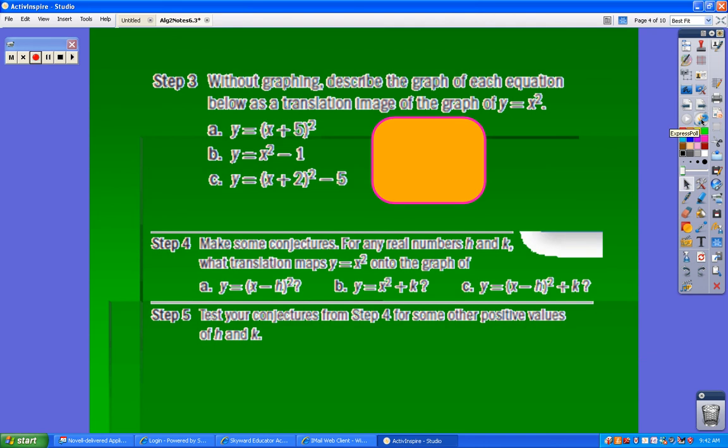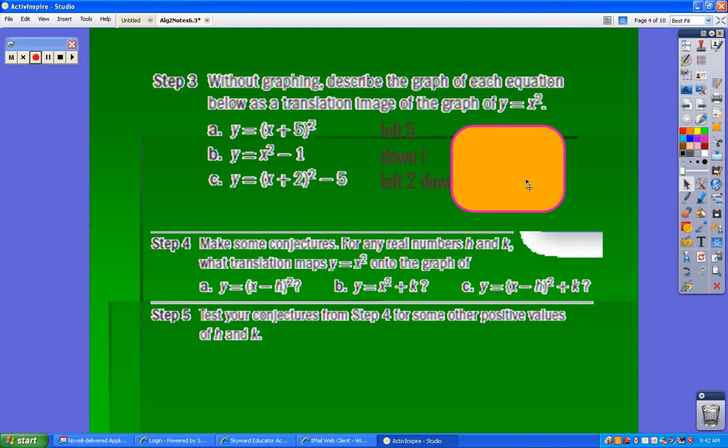Without graphing, then I want you to guess what will happen here. Take a second, jot it down, pause the video if you need to. What hopefully you would have guessed is on A, you went to the left 5. On B, you went down 1. And on C, you went to the left 2, down 5.